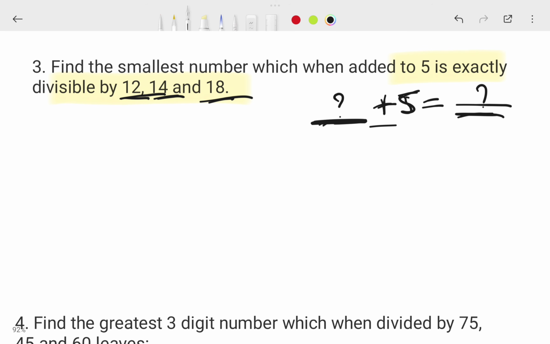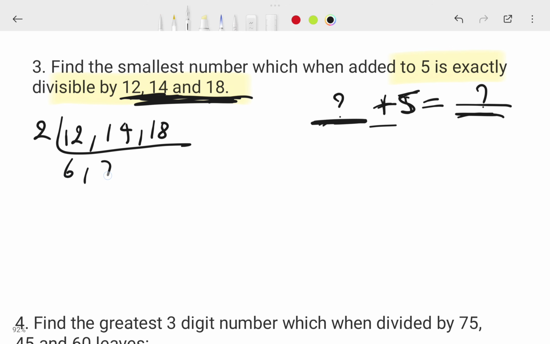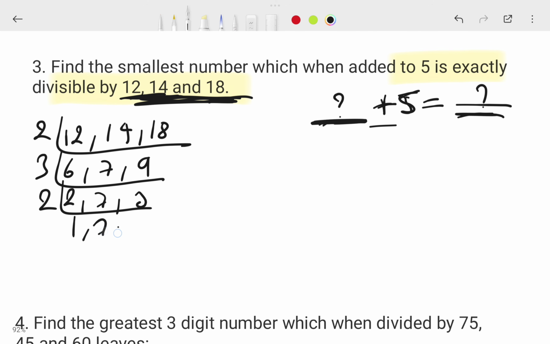Okay, so how can we find it? This is easy. First let's find the LCM of these numbers, 12, 14 and 18. If you find the LCM, divide by 2: 6, 7, 9. Now it is divisible by 3: 2, 7, 3, with 7 as it is. Divide by 3 again: 2, 7, 1. Then with 7: 2, 1, 1, and so on.